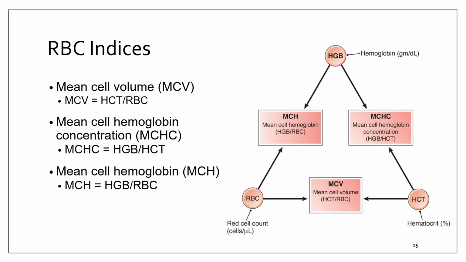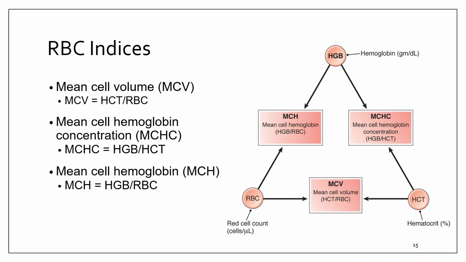This slide looks math heavy at first glance, but don't panic. Red blood cell indices are really just a translation tool. They take raw numbers from the CBC and turn them into information about cell size, hemoglobin content, and staining appearance. In other words, this is how the lab values start predicting what you're going to see on a blood smear.